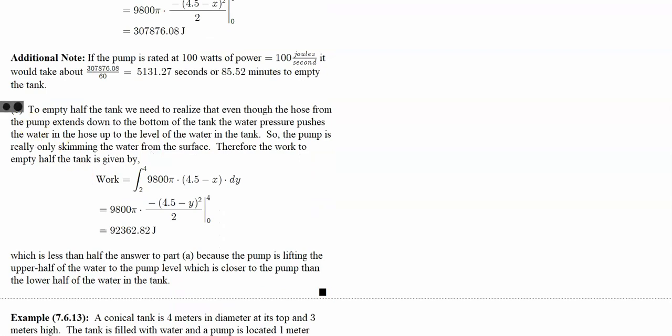And so you see, if we integrate from 2 to 4, we get 92,362.82 joules. Okay. Now you notice one thing here. You might erroneously think, well, if I'm draining just half of the tank, shouldn't my answer be half of this value right here, the answer to part A?